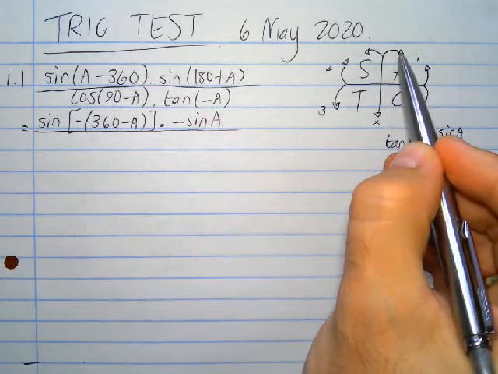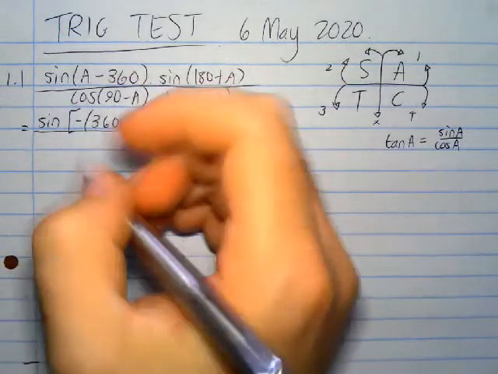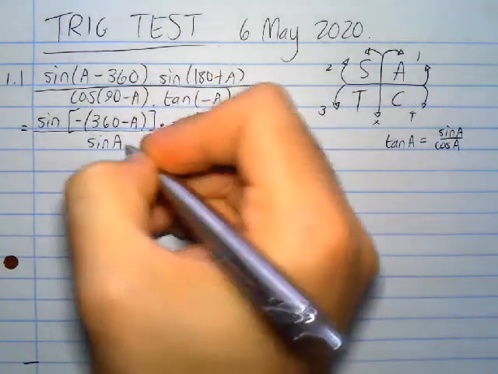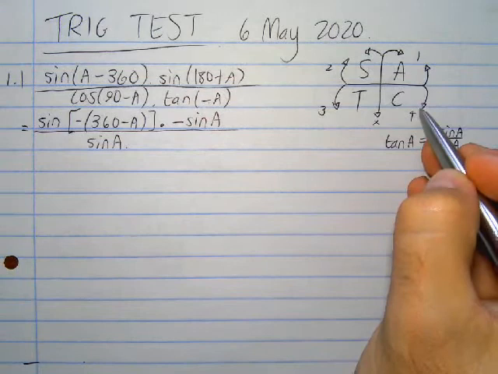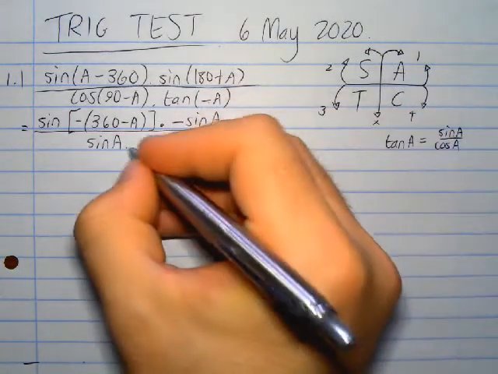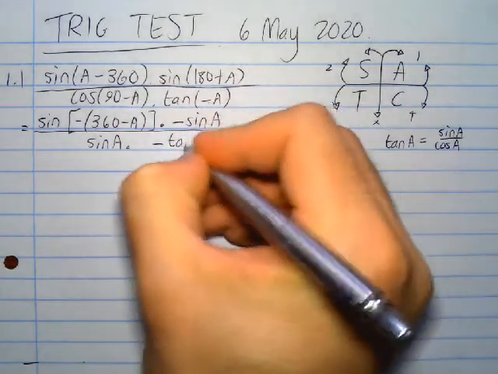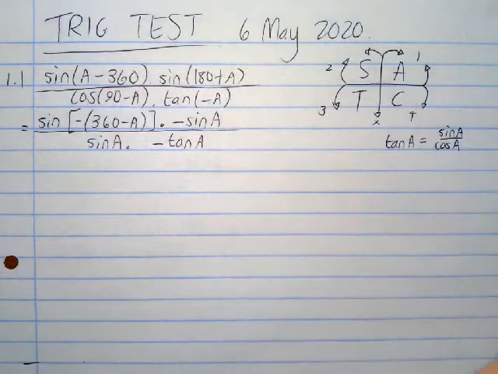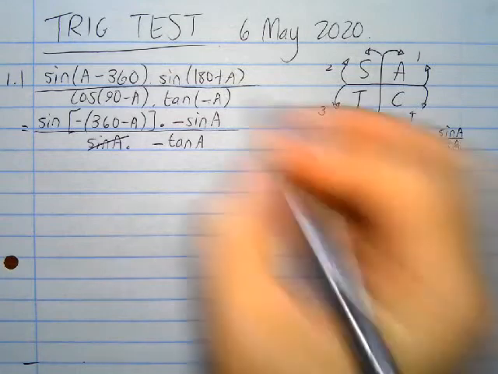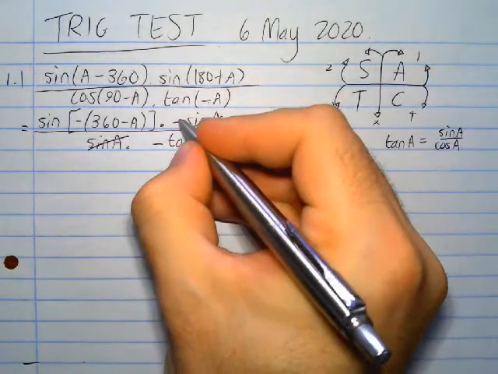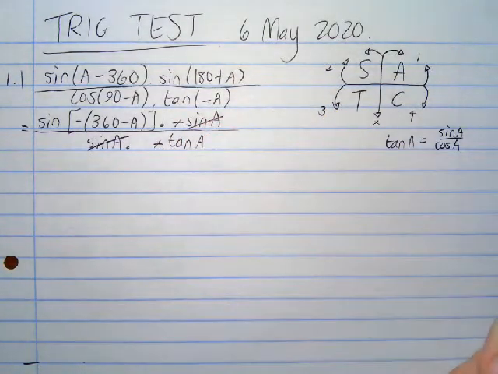We are going into the first quadrant. Co-ratios makes that sine A. And the last part here, tan of negative A, you are going into the fourth quadrant. That is cos's quadrant, not tan's. So that becomes negative tan A. It reduces like that. Okay, just before we can continue, you can cancel that sine with that sine, and that negative can cancel with that negative.